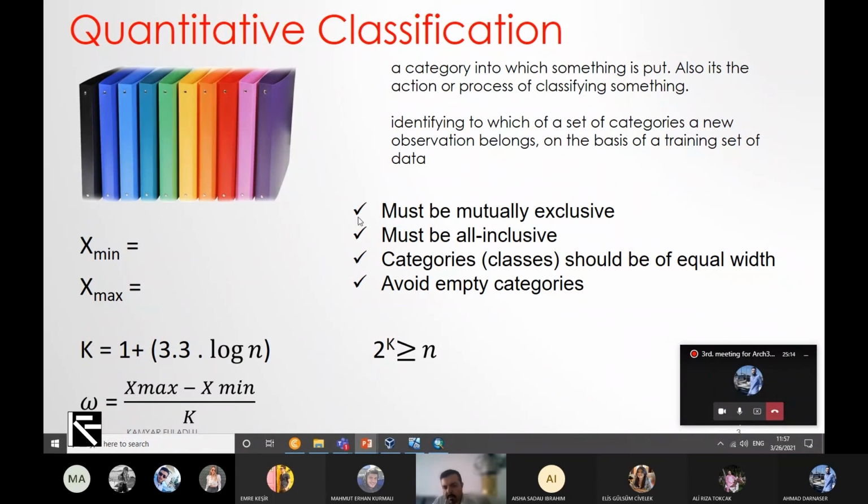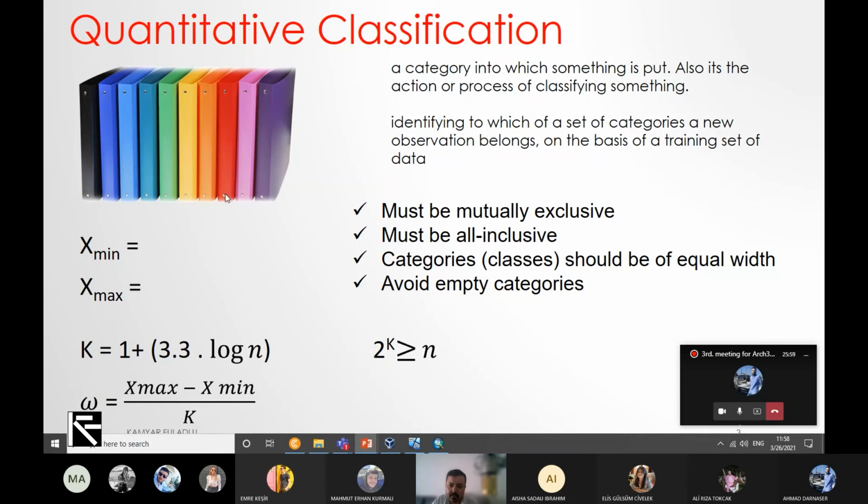These 4 rules must be seen in our quantitative classification. We are going to work with quantitative classification because qualitative does not mean much for us in our course at this stage. Therefore, we are going to work with quantitative; we mainly deal with quantitative work during our course. The first rule: when we do a statistical classification, our classes should be and must be mutually exclusive.